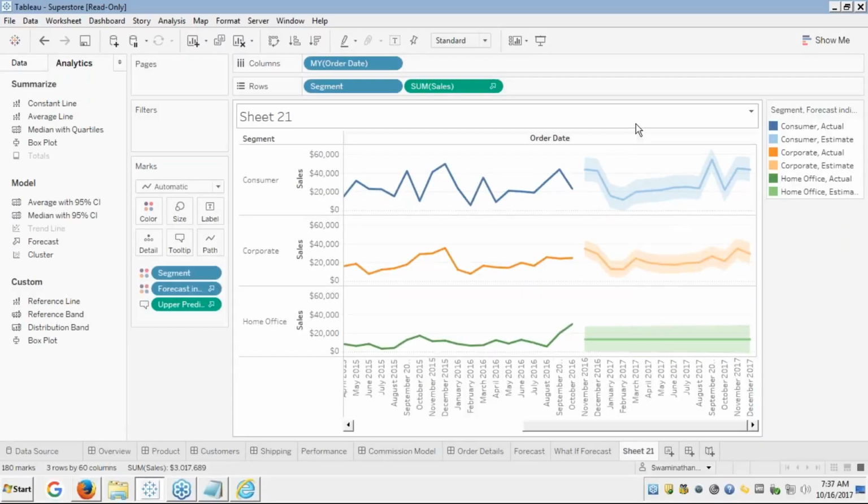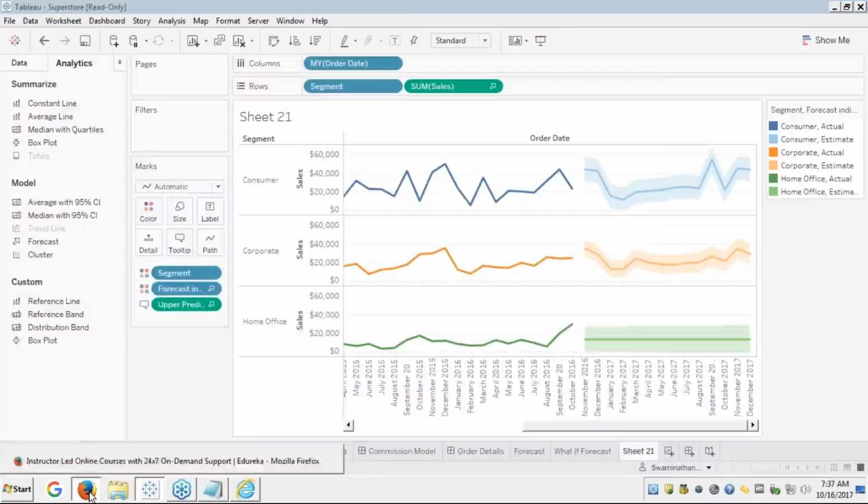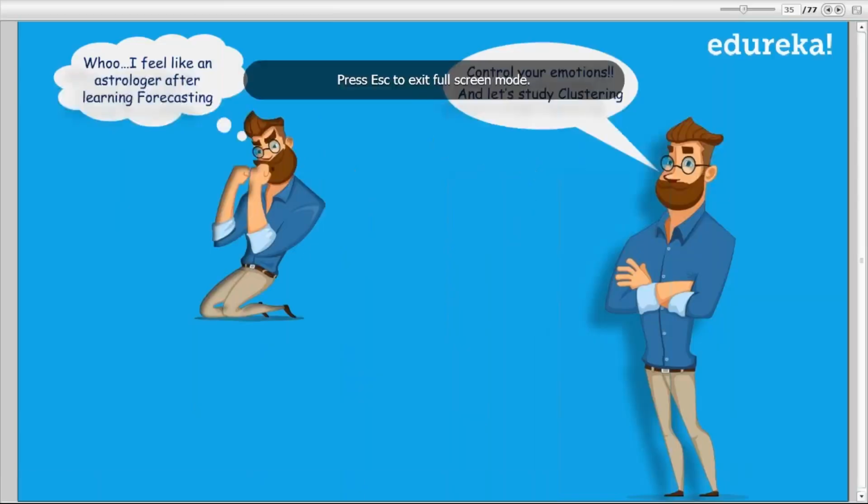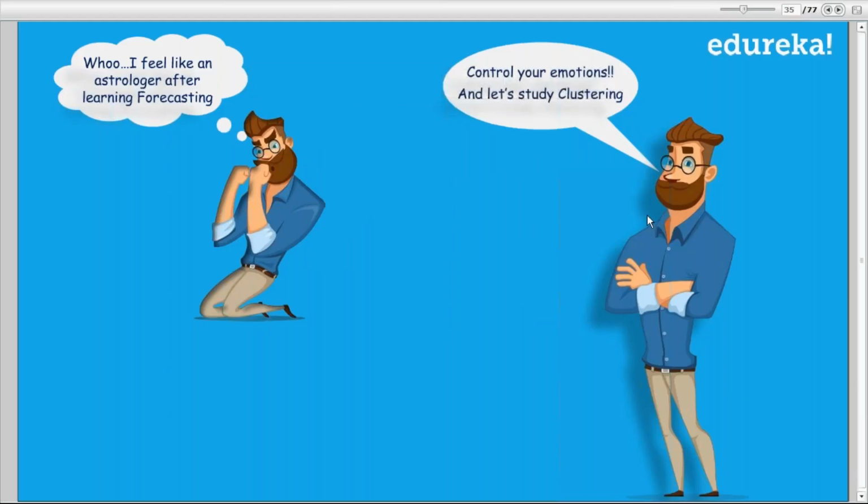Okay. So you all got this, friends? Is it clear? Forecasting. Any other questions? Lokita, is this clear for you now? Were you able to get how to add the upper prediction and the lower prediction intervals to your forecast?